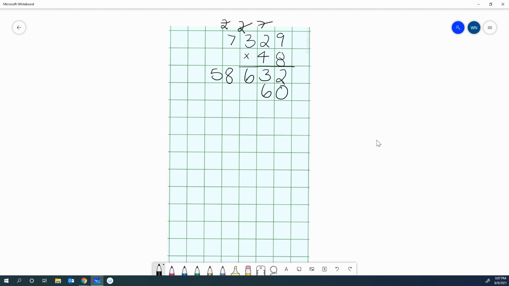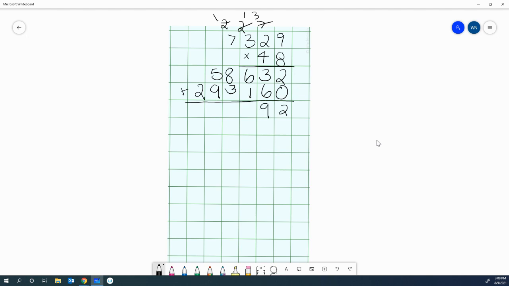4 times 9 is 36. 4 times 2 is 8, 9, 10, 11. 4 times 3 is 12, plus 1 is 13. 7 times 4 is 28, plus 1 is 29. Let's add those together.